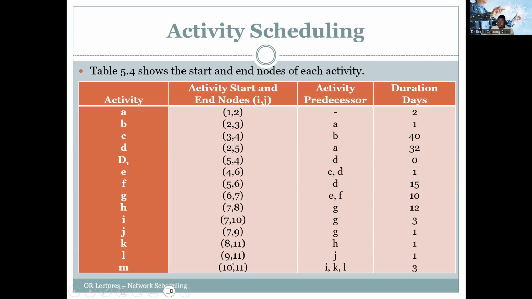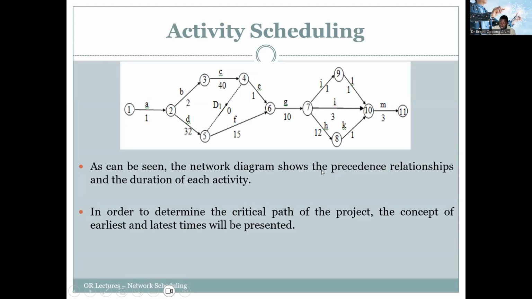So if we look at this activity, then we'll see that we have the start node and the finish node also given, and the predecessors. So if you are to construct this activity, this will be the typical table. So we have activity A, which is from node 1 to 2, and the consuming time is 1.